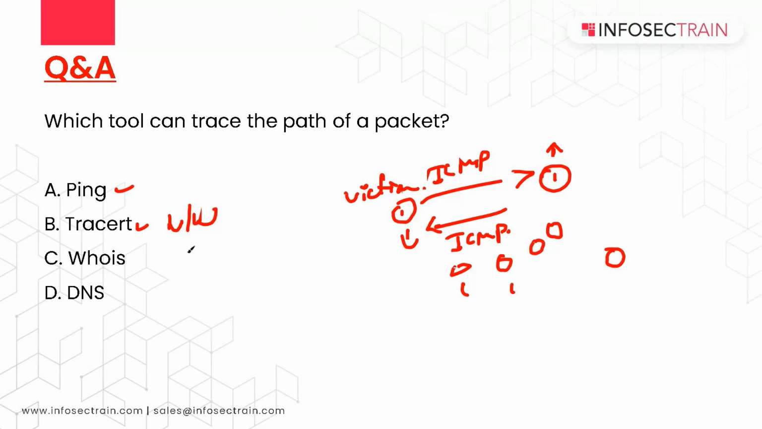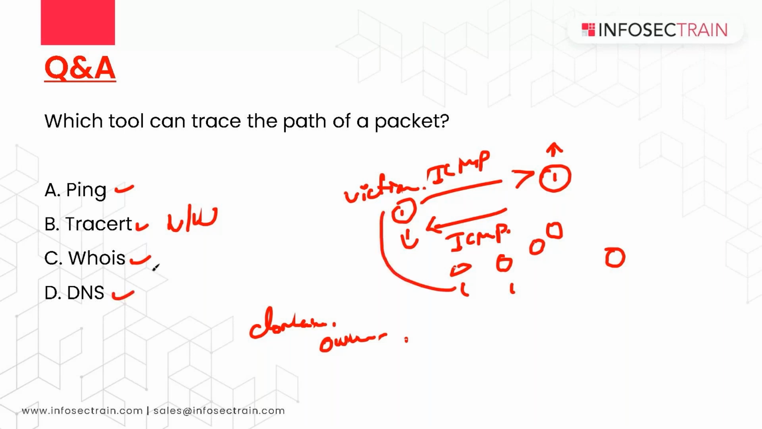Then after this, we have whois. This whois tool gets the information about a domain name. It gathers the owner's name, his contact details, the registration date, and the registrar information. But the whois lookup is not going to track any packet path.